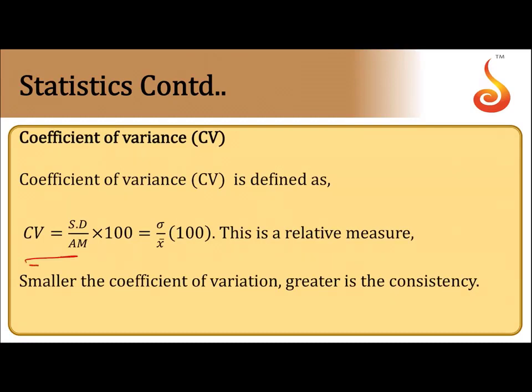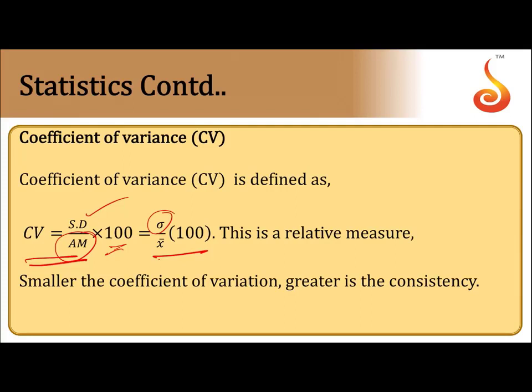Coming to the next one, the coefficient of variation. The coefficient of variation is sigma divided by x bar multiplied by 100. That is, the standard deviation divided by the arithmetic mean, multiplied by 100, where sigma is the standard deviation and x bar is the mean of the observations.